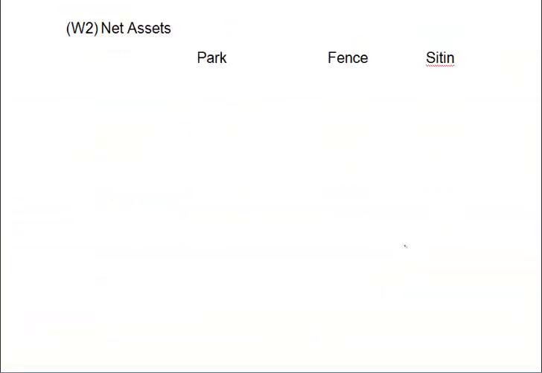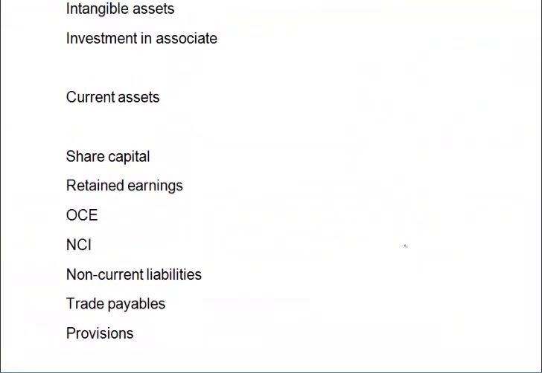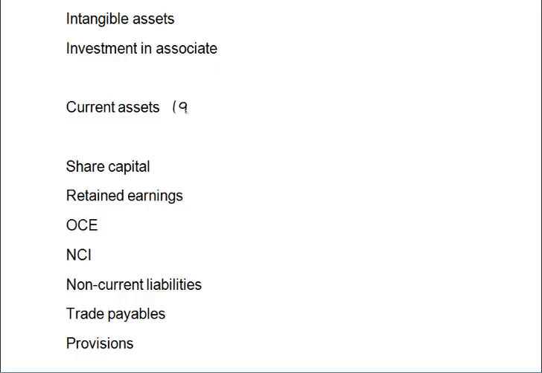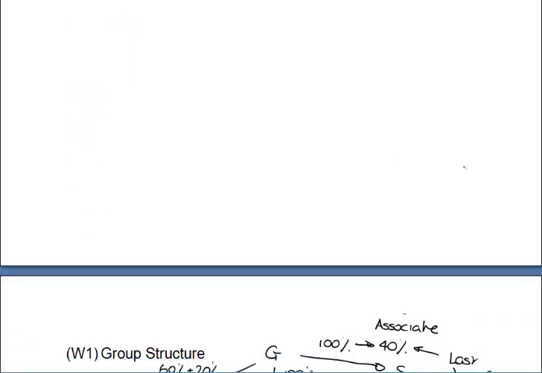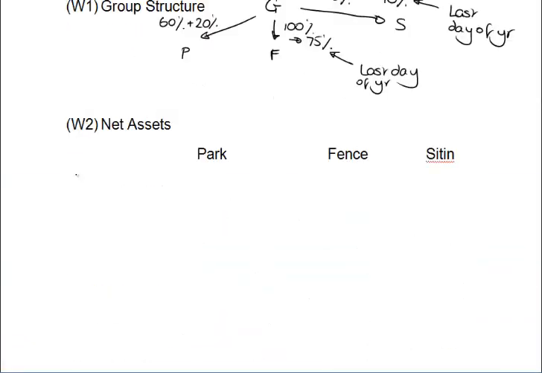Next, we've got our current assets. Add those together, 920. Share capital, 430 for the parent, and we've got share capital for our 2 subsidiary companies.